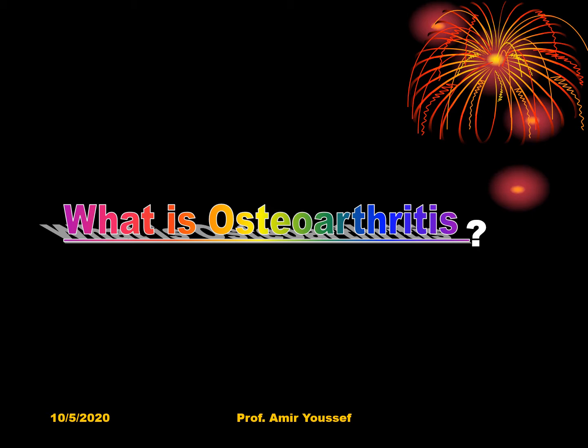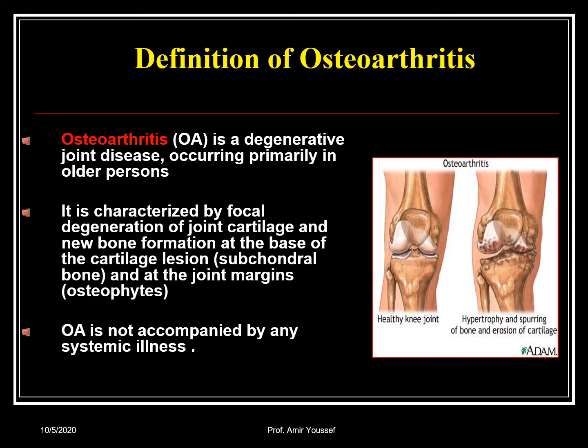What is osteoarthritis? Osteoarthritis is a degenerative joint disease occurring primarily in older persons. It is characterized by focal degeneration of joint cartilage and new bone formation at the base of the cartilage lesion, subchondral bone, and at the joint margins, osteophytes, as you see here.